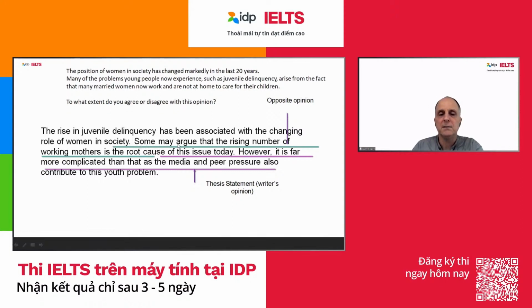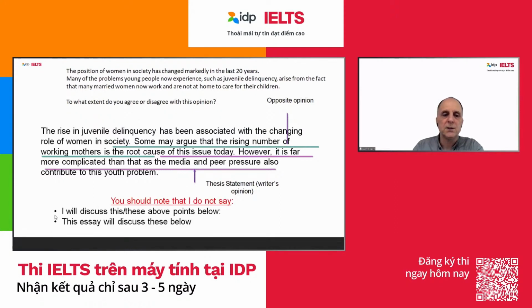Some may, there's our hedging or modal, argue that the rising number of working mothers is the root cause of this issue today. However, and this is your opinion if you're writing, it is far more complicated than that, as the media and peer pressure also contribute to this youth problem. So think about how to organize. You can see there are 3 sentences maximum here. You could even, under time pressure, simply have the opposing view and also your point.